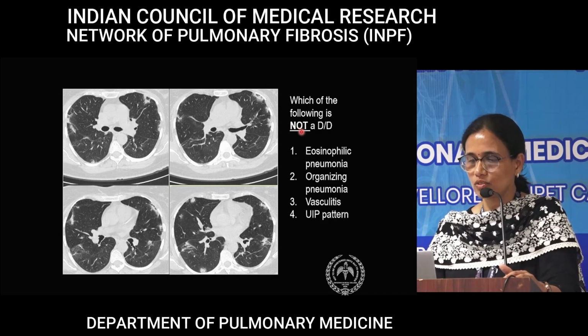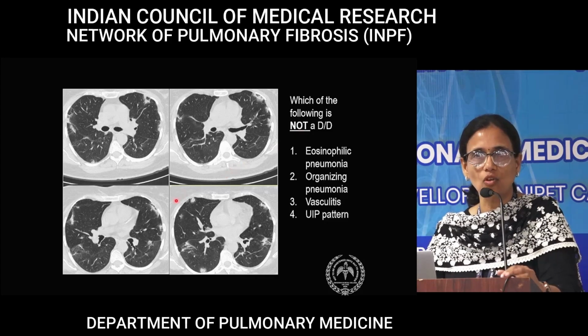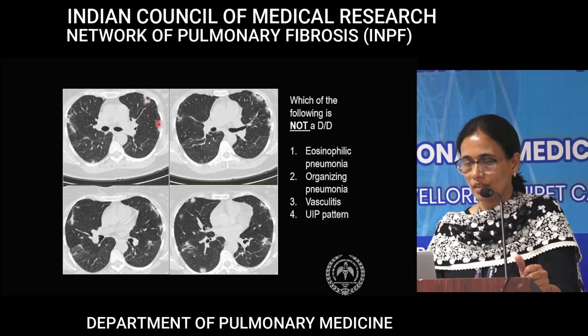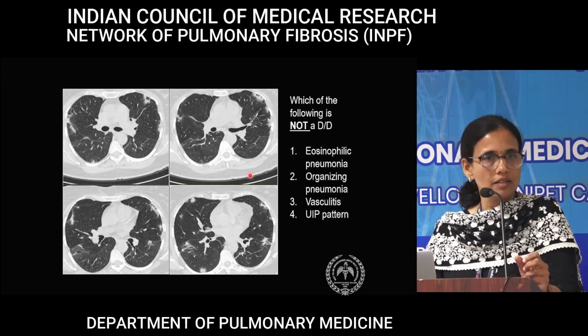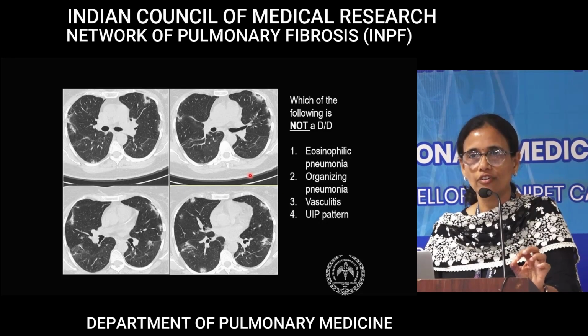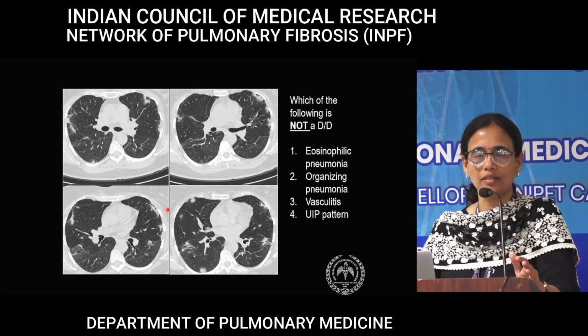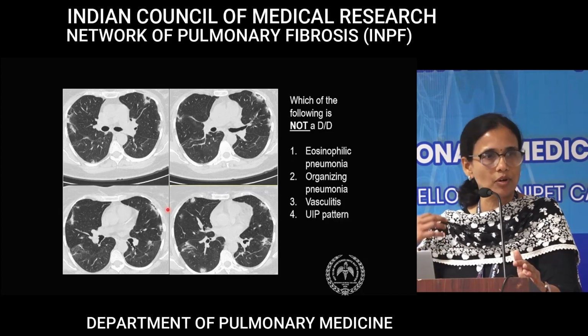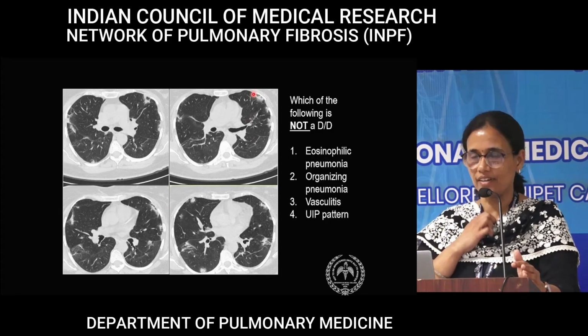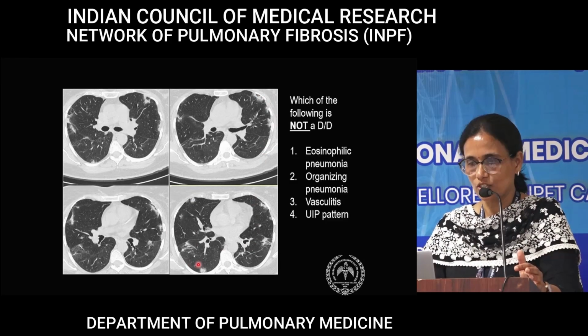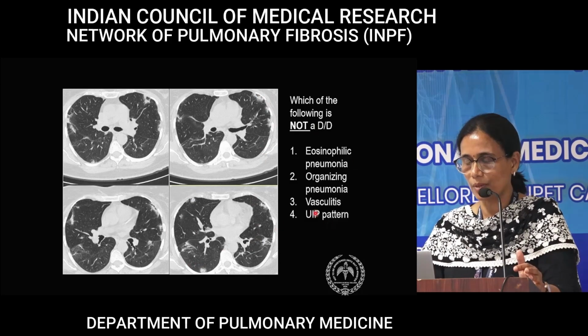Next case. So the question is, which of this is not a differential? What is the main finding? How do we describe this? They are areas of consolidation, right? These are areas of consolidation distributed predominantly in a, where are they? Peripheral or central? Is it subpleural or peribronchovascular? Peripheral, right? So basically it's multifocal consolidation distributed peripherally.